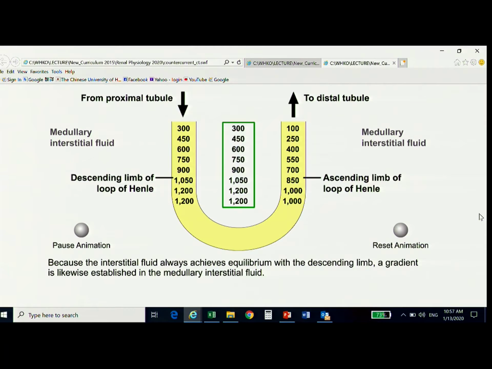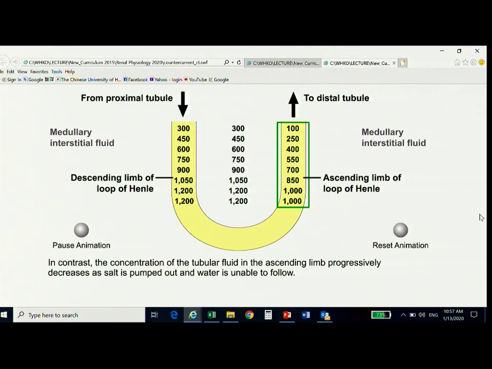Because the interstitial fluid always achieves equilibrium with the descending limb, a gradient is likewise established in the medullary interstitial fluid. In contrast, the concentration of the tubular fluid in the ascending limb progressively decreases as salt is pumped out and water is unable to follow.